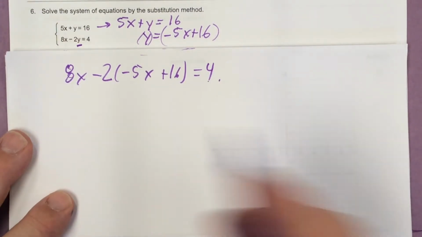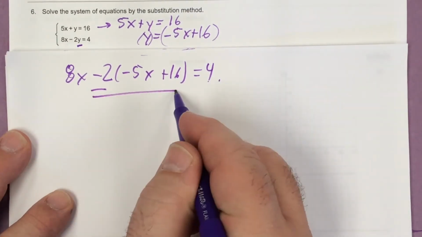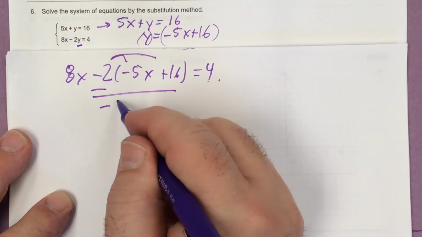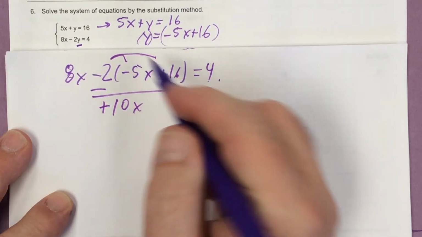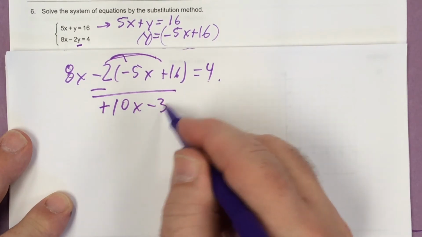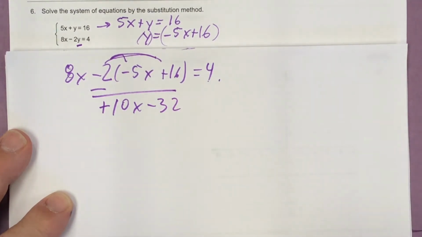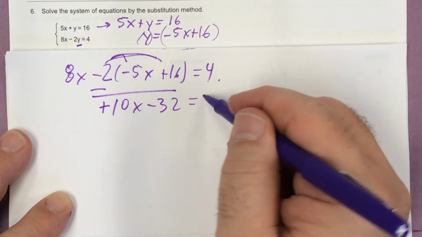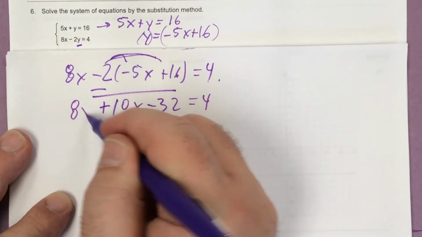Now I need to work with this and manipulate it a bit. So I'm going to have negative 2 times this. That's going to be positive 10x. Negative 2 times positive 16, that's going to give me negative 32. The rest of the equation here I'm going to bring down. What I didn't manipulate from here to here will be equal to 4, and we bring down 8x.